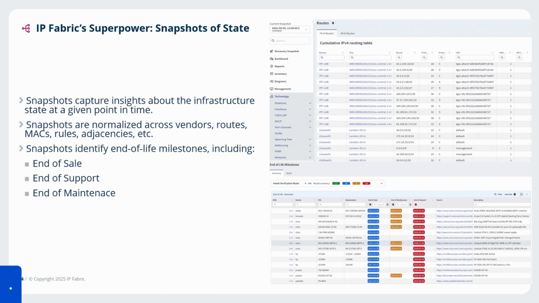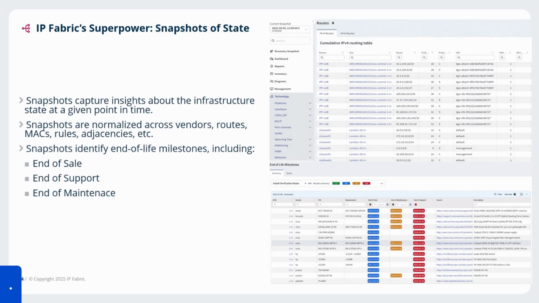And with these snapshots, you have the ability to see exactly what your network looked like at a point in time. So pre an event or post an event, you have the ability to compare what your network looked like, as well as use the information for automation as well.